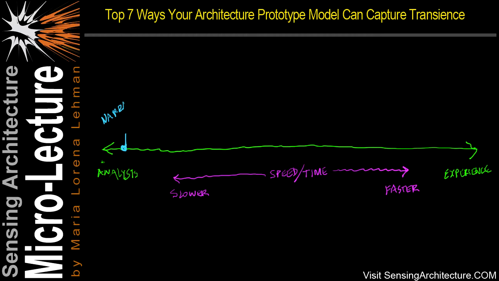This includes storytelling, which can be written or verbal, as you walk someone through what it would be like to experience such a transient space. The second way to model or prototype architectural transience is through drawing, of course, and this can include drawing through a series or sequence that captures motion.